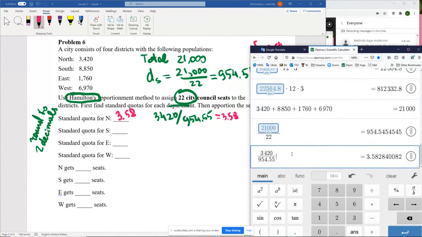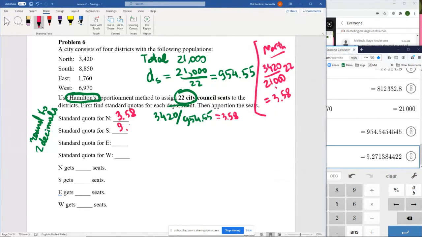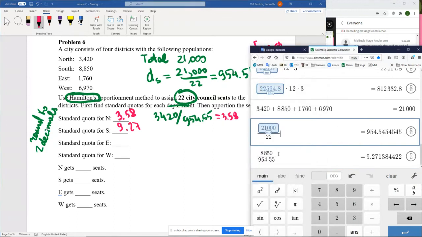Okay, so this was the standard quota for North. For South, we use 8850, the population. So you see why I use this method. I just change the numerator because the denominator is the same, the standard divisor for all districts. So 9.27. We keep only 2 digits here. We don't need more.